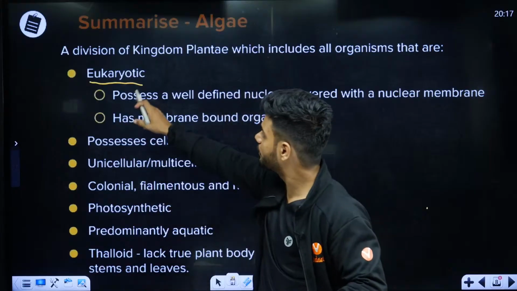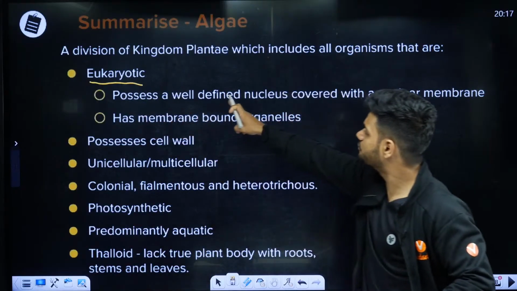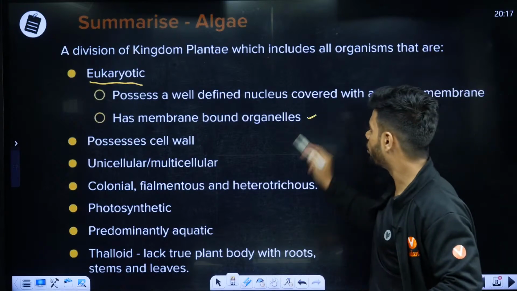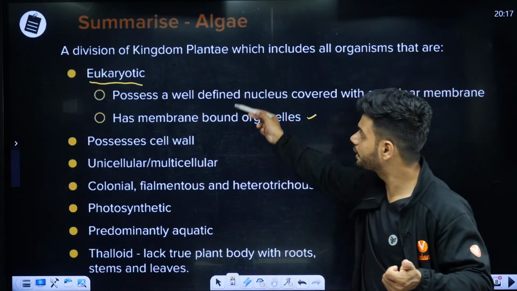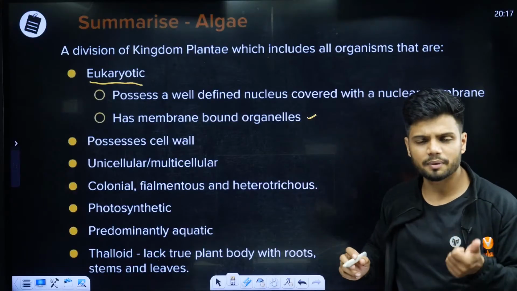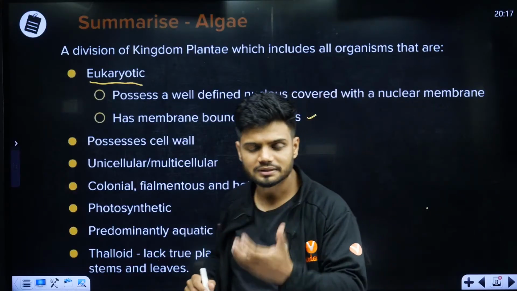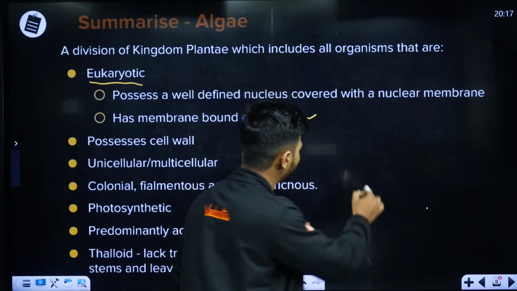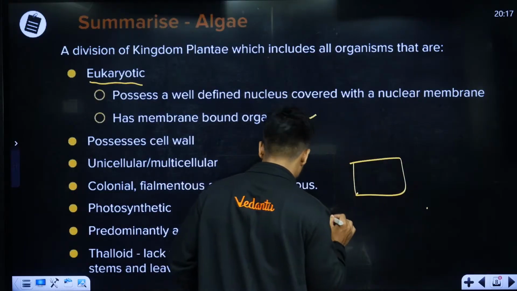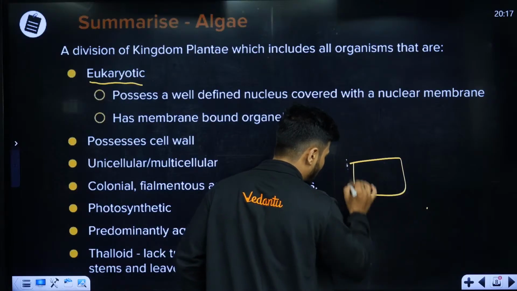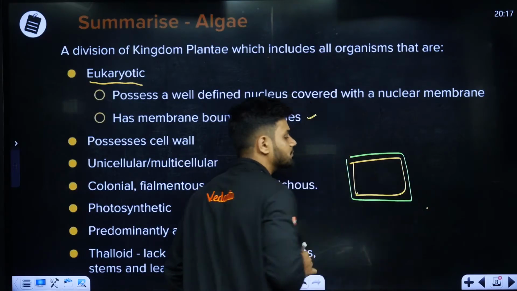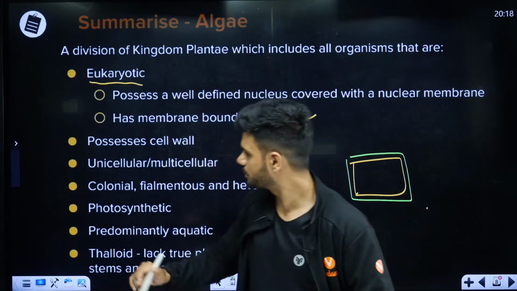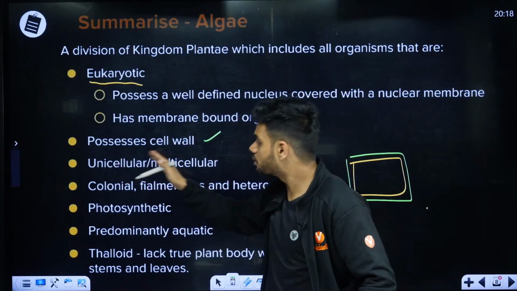So eukaryotic cell means what? They possess a well defined nucleus covered with a nuclear membrane, and membrane bound organelles are found here. So they are eukaryotic in nature. This is a plant cell. In a plant cell, outside the plasma membrane there is a wall, called the cell wall. Cell wall will be found here. It can be uni or multicellular.